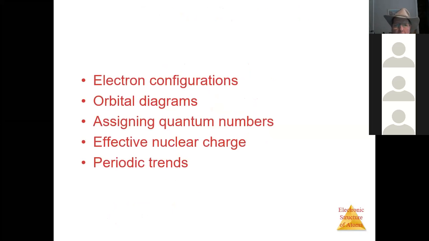A lot of this stuff you've had before. We're going to deal with electron configurations. We're going to deal with the orbital diagrams tonight. We're going to deal with assigning quantum numbers. And if we have a set of quantum numbers, we're going to be able to say which element's last electron matches those quantum numbers. We may get to effective nuclear charge. I don't believe we will get that far, and we may get to periodic trends.